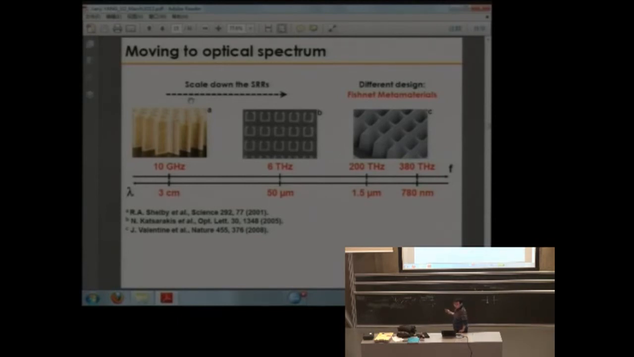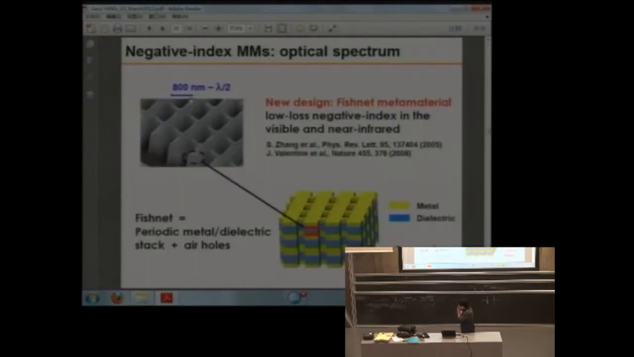The fishnet metamaterial is a very famous material because it shows very broadband negative index, also with low loss in the visible and near infrared spectrum. It consists of perforated alternating layers of metallic and dielectric thin films. Intuitively, people believe that between two adjacent metallic layers, current loops can form, thus providing some magnetic response. And the metallic layer can offer a negative permittivity. So in total, this material can exhibit a negative refractive index.